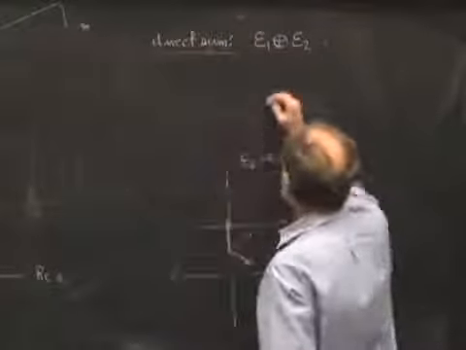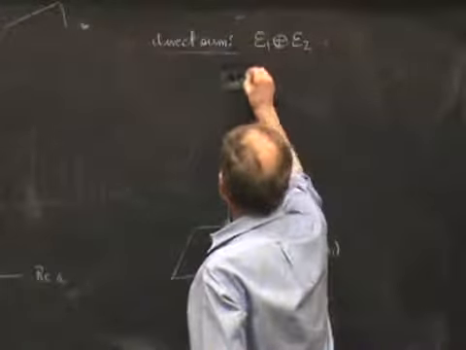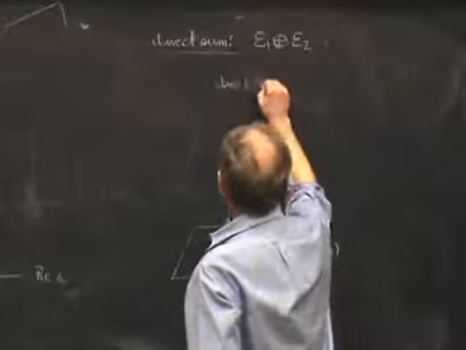So the result of this is that the dimension of the direct sum of these two spaces, E1 plus E2, is going to be equal to the dimension of E1 plus the dimension of E2. Dimensions add when you take a direct sum. This is just the meaning of the direct sum.